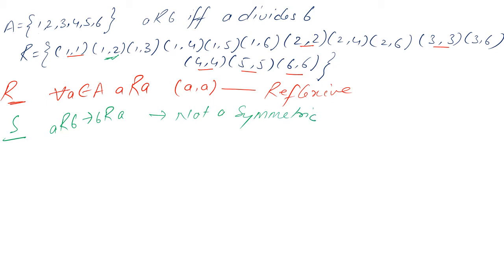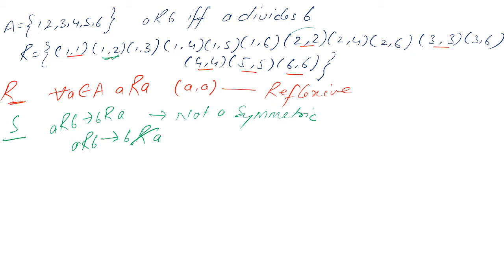So does it mean that it is an asymmetric relation? Let us see. For asymmetricity, what should happen? A related to B should imply that B is not related to A. Please understand, you cannot prove the existence of a property by taking one example, but you can disprove the property by taking a single counter example. So it is always a good idea to look for counter examples. Now, if I see (1,2), (2,1) is not there, so this supports asymmetricity.